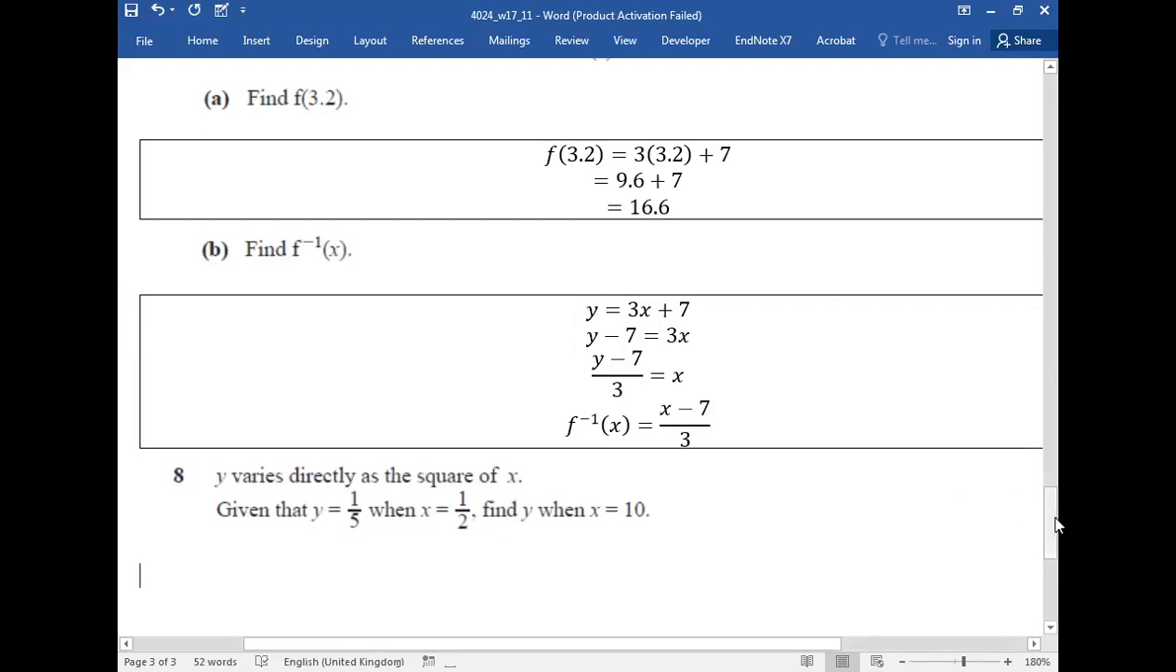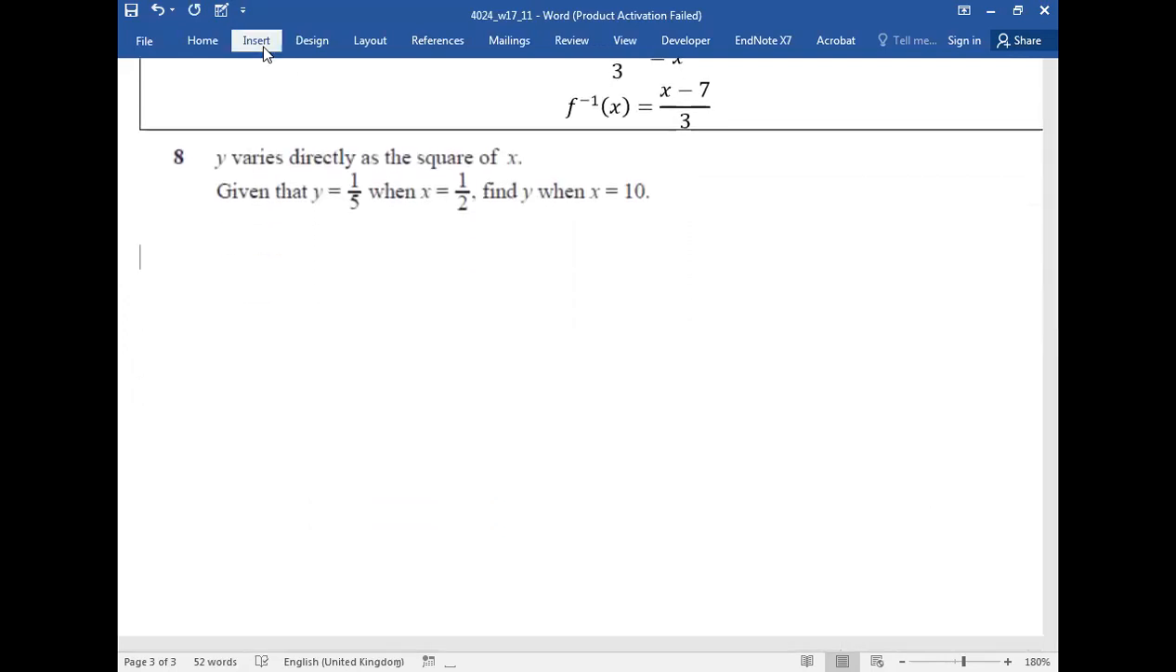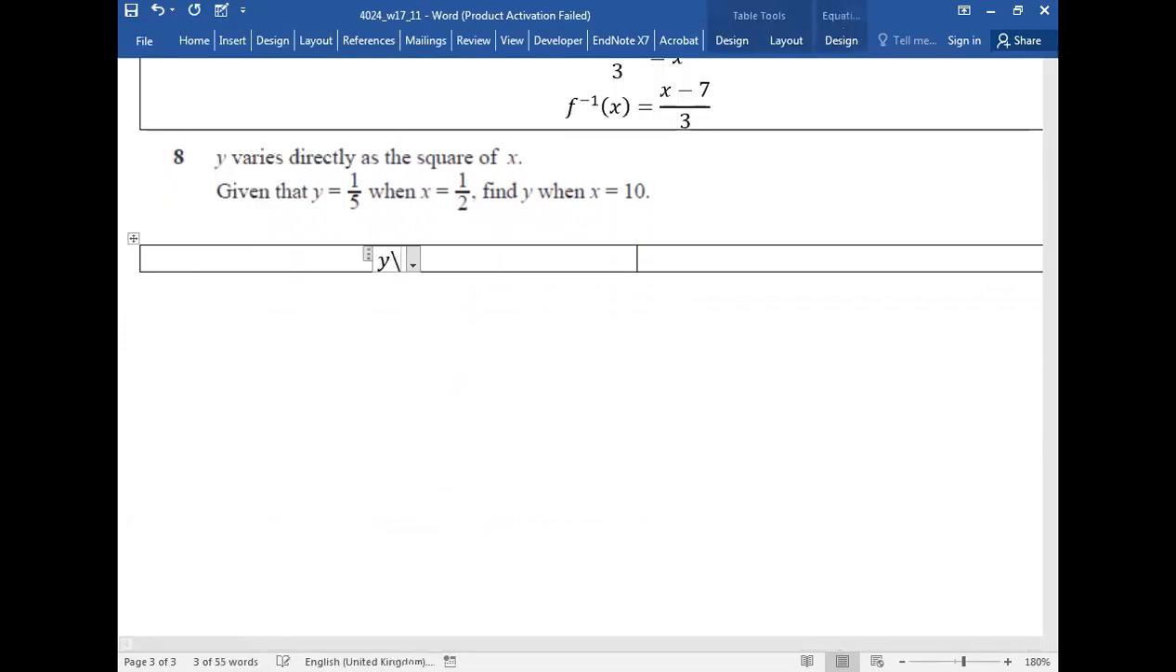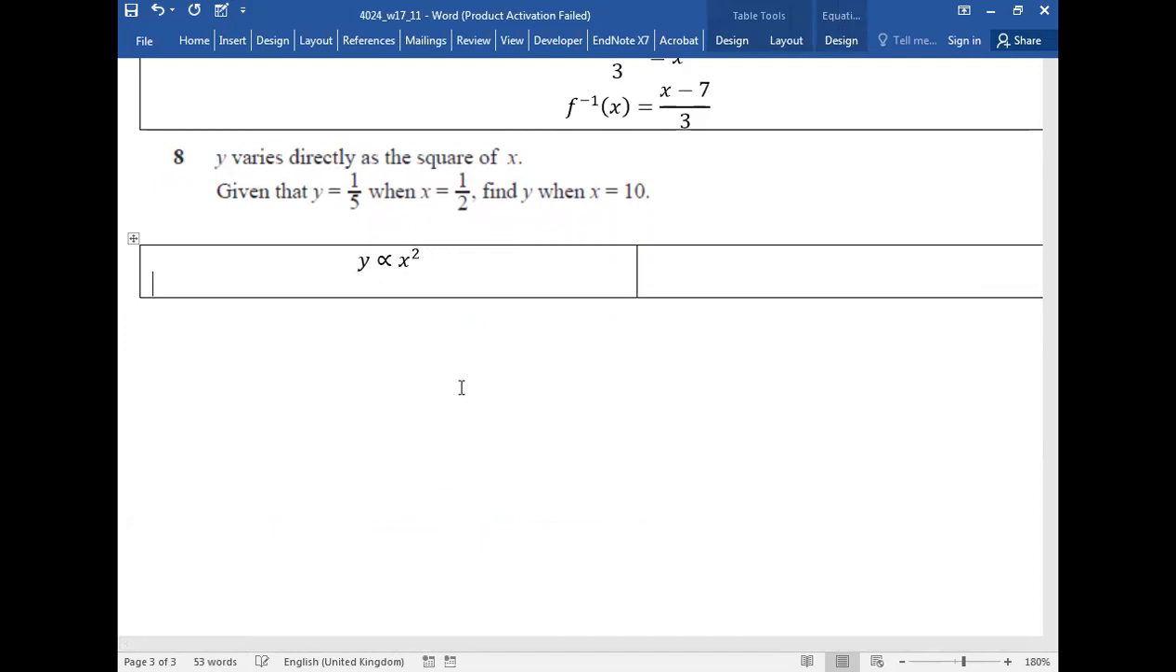Y varies directly as a square of x. इसके दोनों methods I'll try. I want you to address both the methods. One is what you people do. Y is proportional to x square. This is what the question says. Right? When we remove the proportionality sign, bring in an equal to, we write a constant. लिखो लिखो लिखते करो बेटा. Make sure you write everything now.